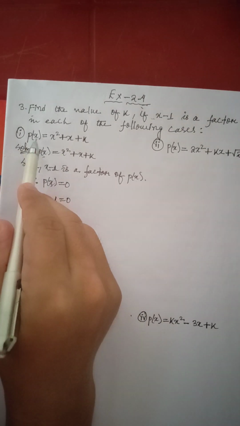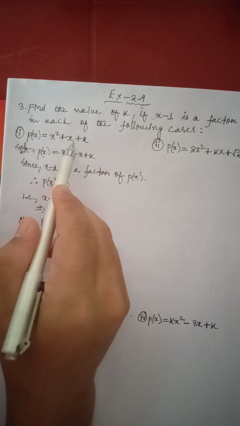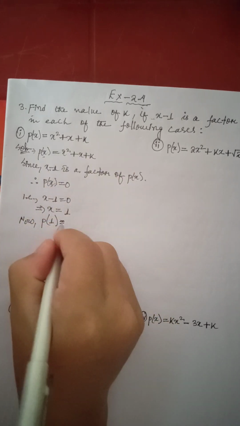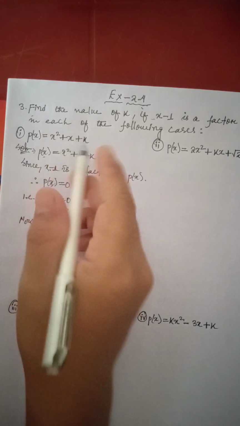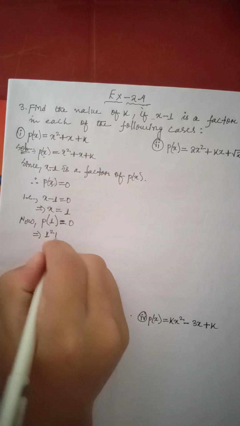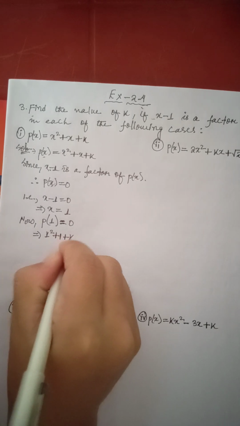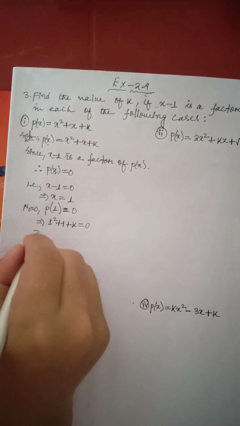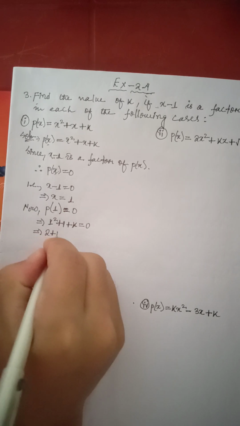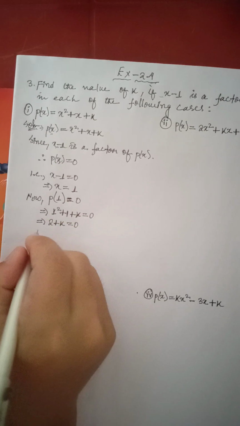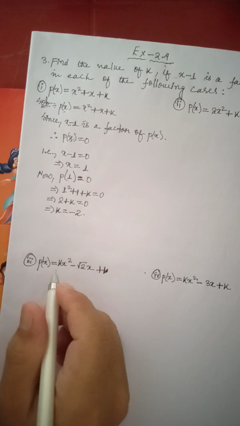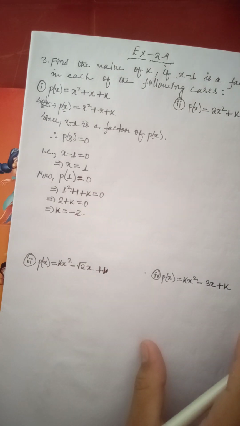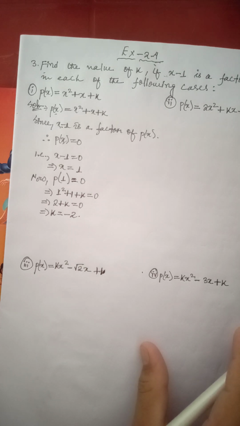Now let us check this: p(x) is equal to x squared plus x plus k. Instead of x, we have to put the value 1. It will be 1 squared plus 1 plus k equal to 0. And 1 squared plus 1 will give you 2, so 2 plus k equal to 0. Now if you move this plus 2 to the other side, it will become minus 2. So what is the value of k that we have? It is k equal to minus 2, right?